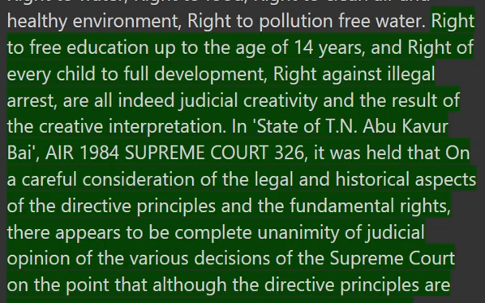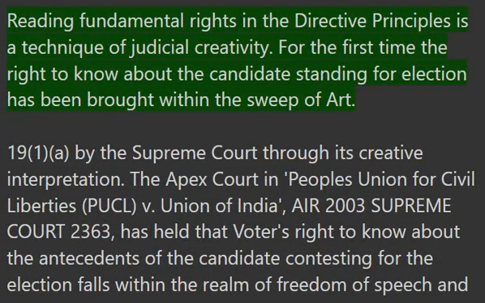In State of T.N. v. Abu Kavur Bai, AIR 1984 Supreme Court 326, it was held that on a careful consideration of the legal and historical aspects of the directive principles and the fundamental rights, there appears to be complete unanimity of judicial opinion in the various decisions of the Supreme Court on the point that although the directive principles are not enforceable, yet the court should make a real attempt at harmonizing and reconciling the directive principles and the fundamental rights. Reading fundamental rights into the directive principles is a technique of judicial creativity.